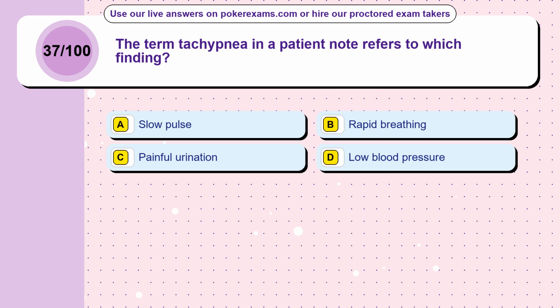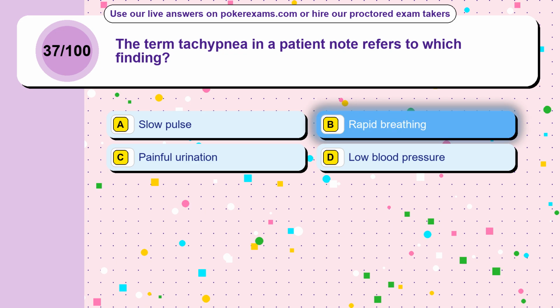Question 37. The term tachypnea in a patient note refers to which finding? Option A. Slow pulse. Option B. Rapid breathing. Option C. Painful urination. Option D. Low blood pressure. The correct answer is option B.